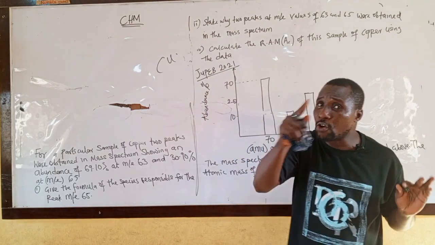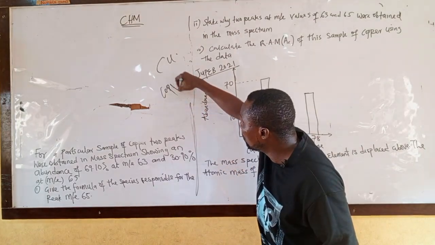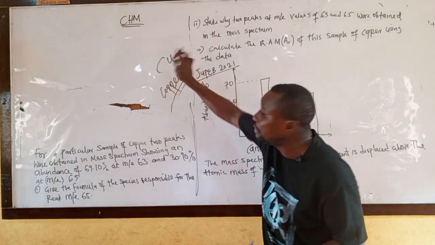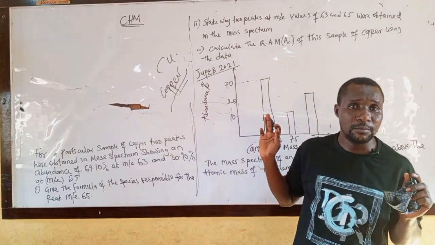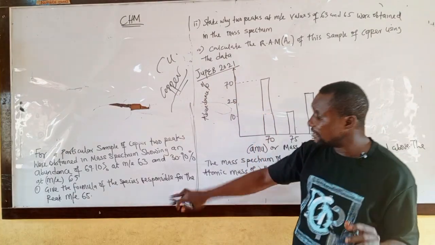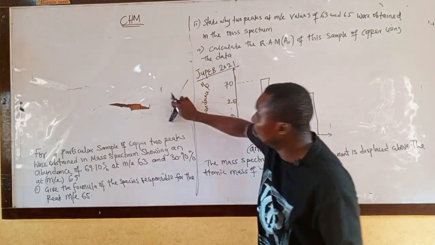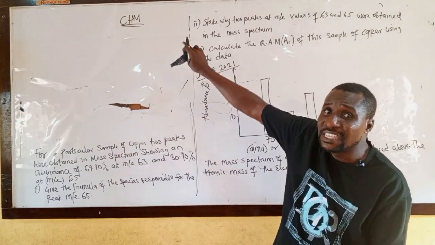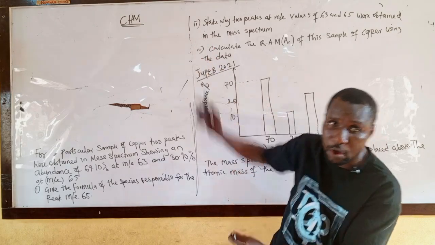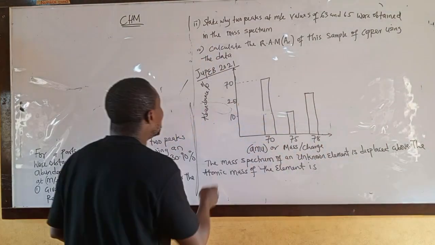Don't write the word copper like this. They ask for the chemical symbol. It's the chemical symbol they ask for. If I answer that, it's very simple. Then the next question. Don't write copper. They say the chemical formula: Cu. Then the next question is what?